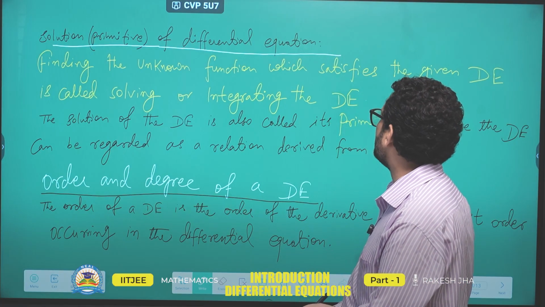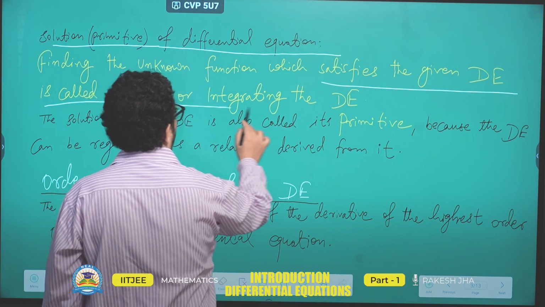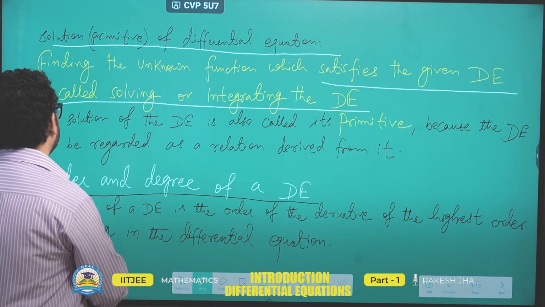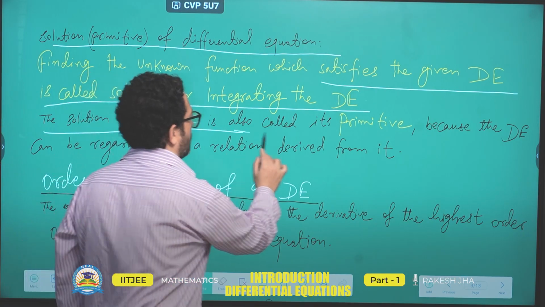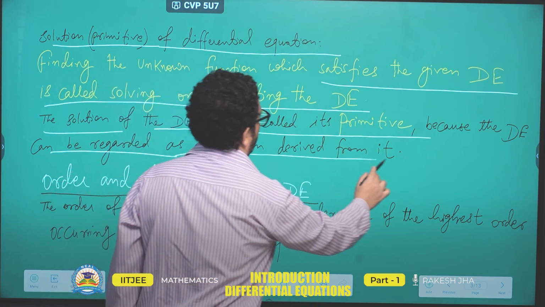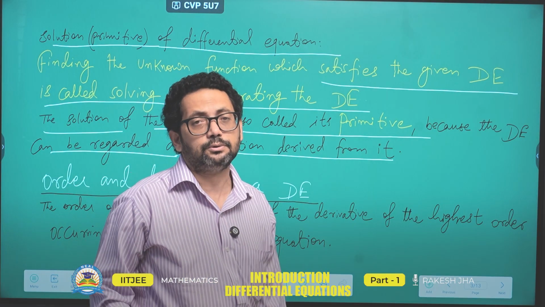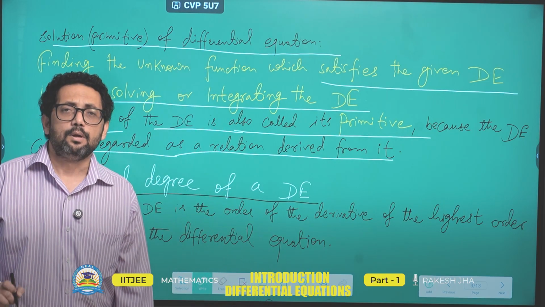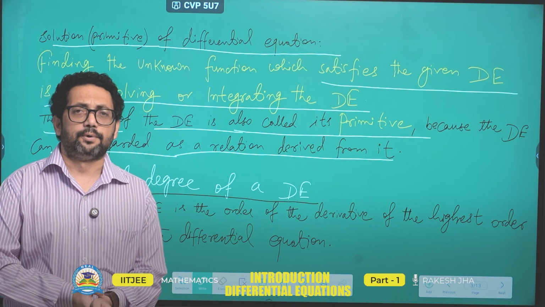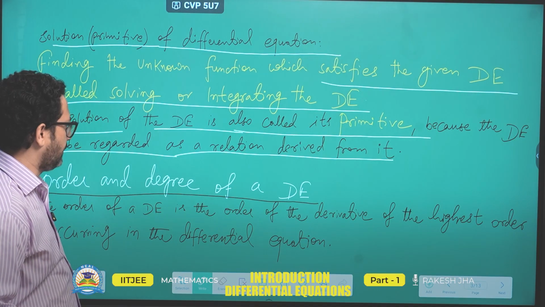Finding the unknown function which satisfies the given differential equation is called solving or integrating the differential equation. The solution of a differential equation is also called primitive because the differential equation can be regarded as a relation derived from it. So this is very common. Now moving our attention to the order and degree of the differential equation. So we have first order, second order, third order, and so on up to nth order derivative.